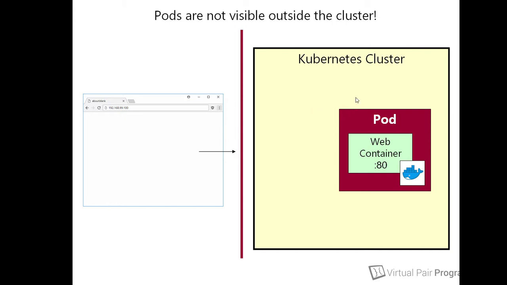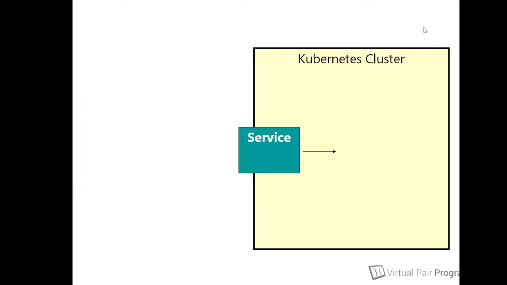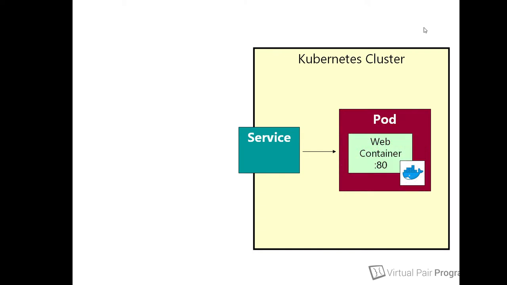So because pods have this, as they say, ephemeral life cycle, and that just means short-lived, Kubernetes has a further concept called a service. And the idea is that a service is a long-running object in Kubernetes. A service will have an IP address, and a service will have a stable, fixed port. And what we can do is we can attach services to pods. And I'll show you how that works in a very short while.